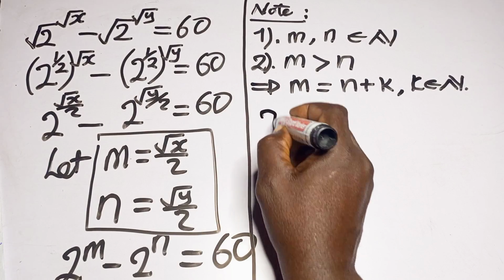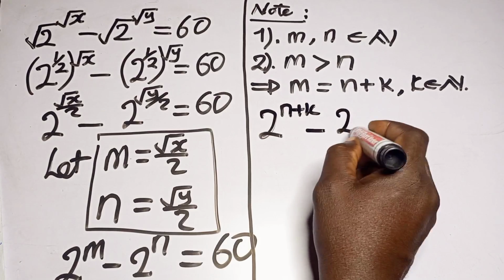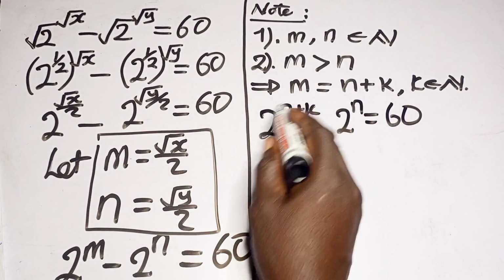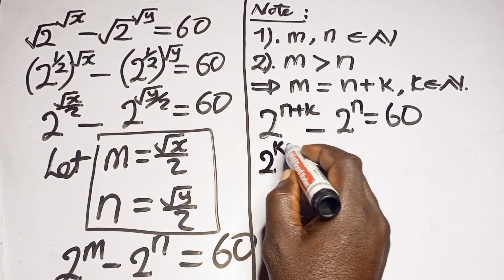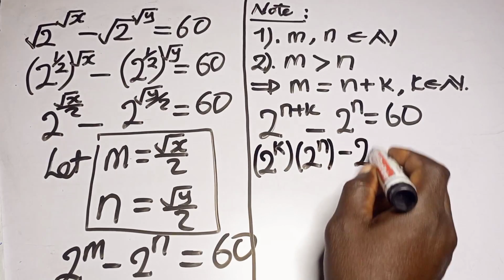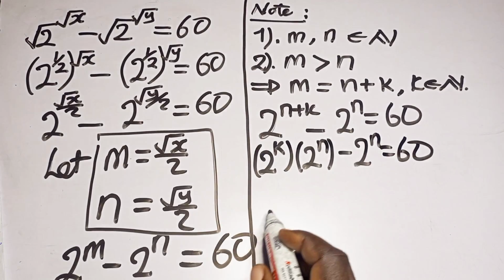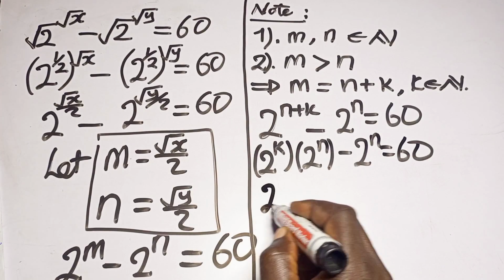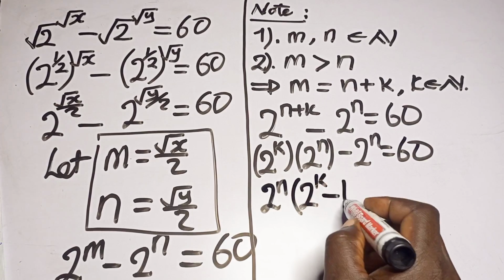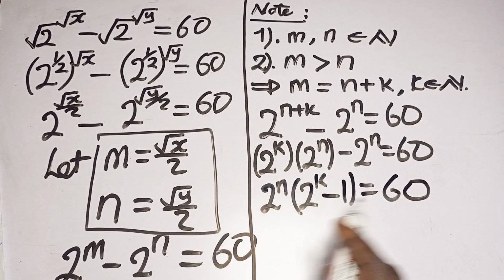So we're going to have 2 in the place of m, we're going to have 2 to the n plus k minus 2 to the n, giving us 60. This means 2 to the k into 2 to the n minus 2 to the n is 60. So we see 2 to the n is common, so we'll factorize out 2 to the n. We'll have 2 to the n times 2 to the k minus 1 is 60. So this is what we get.